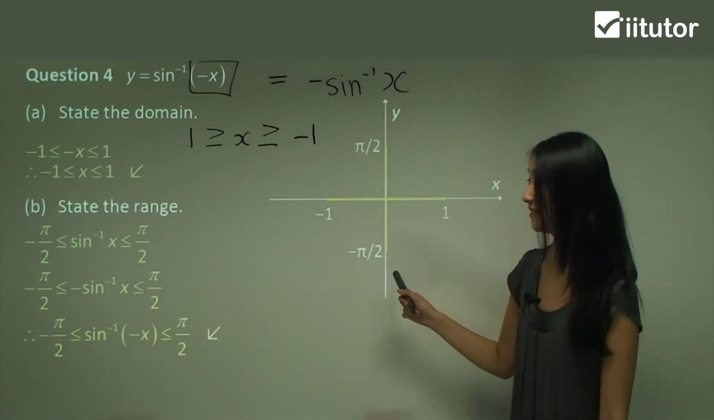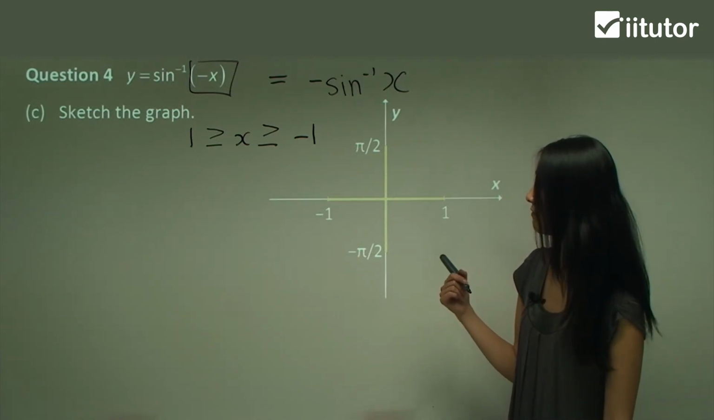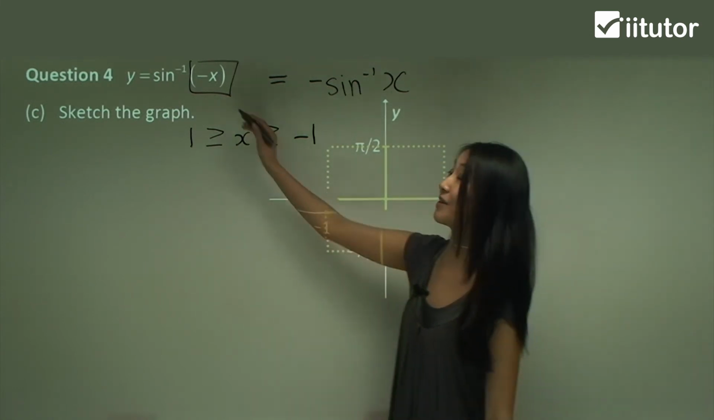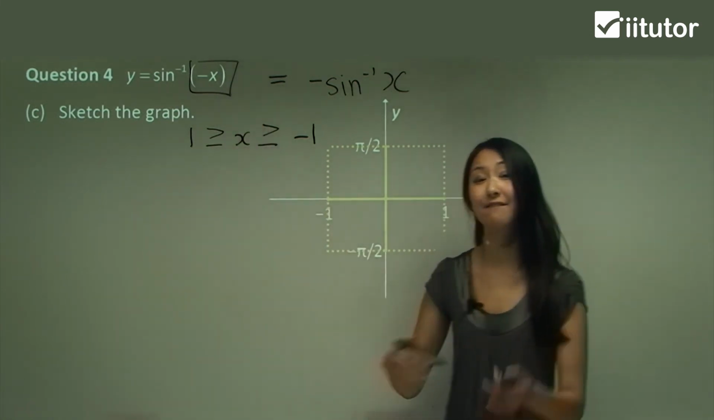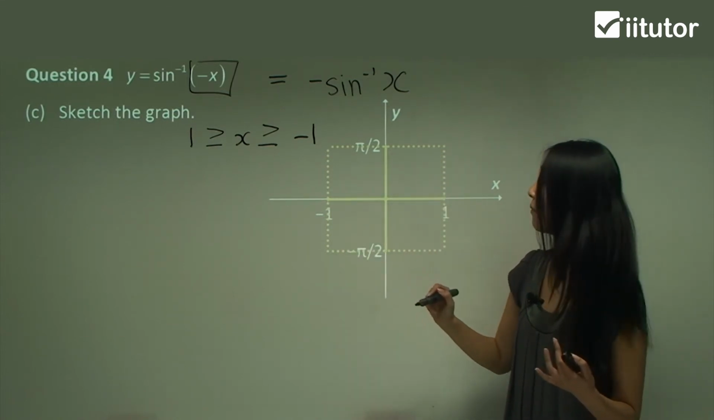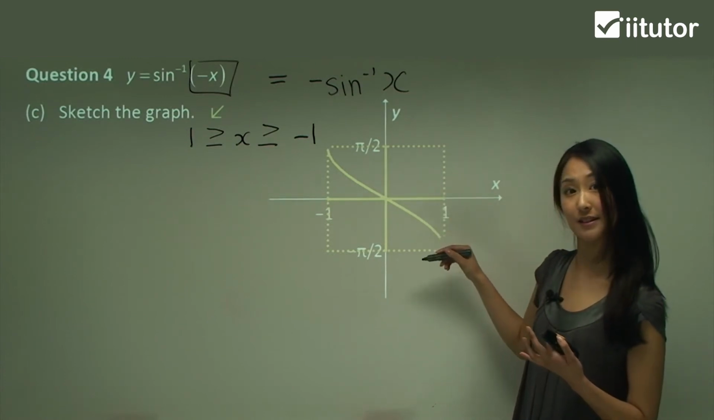So sketch that in. And now just imagine a box. Sketch the graph. Now what's really important here is because it's going to be a negative, we have to flip the curve. So you know how the curve is usually that way, because it's a negative, we have to flip it. So it goes this way.